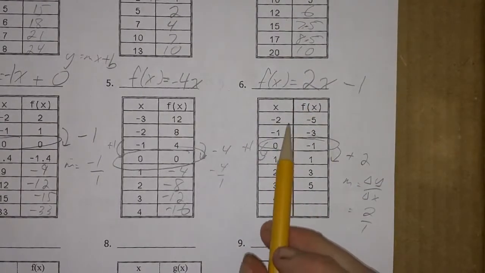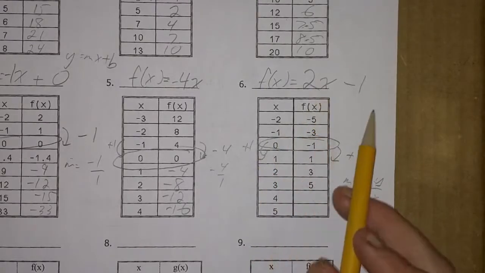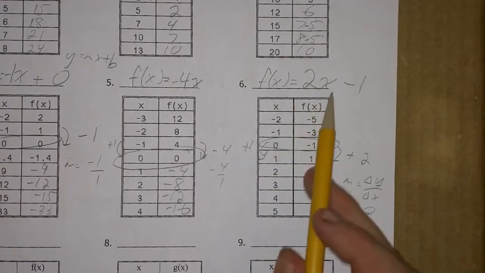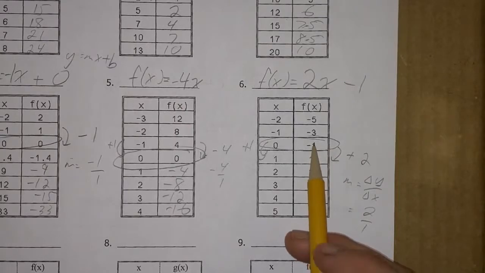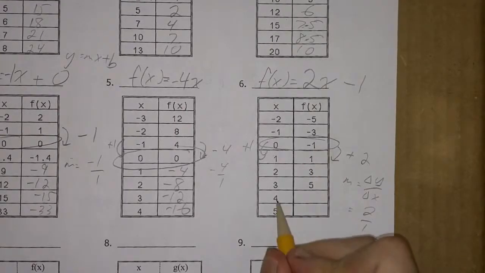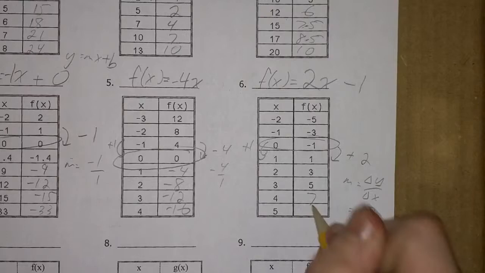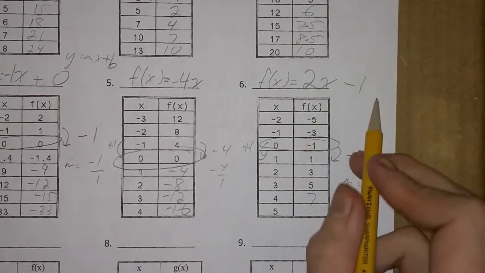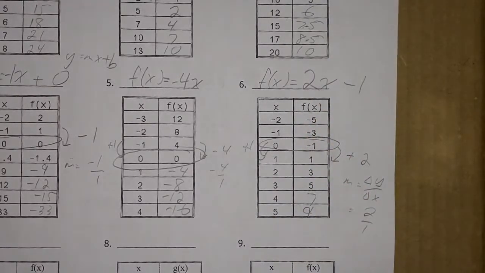And you could actually test this out. If you took negative 2 and plugged it in there, you get negative 5 out. Negative 1, so that's negative 2 minus 1, negative 3, etc. So 4 times 2 is 8, minus 1 is 7. 10 minus 1 is 9.